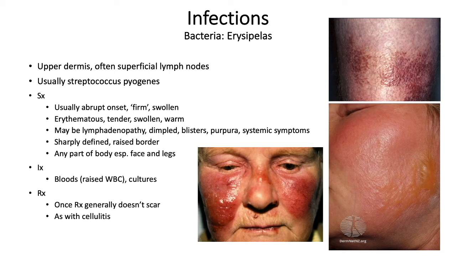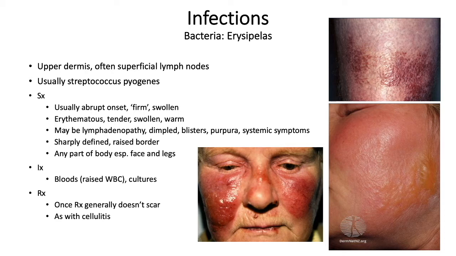Other signs that might be seen are lymphadenopathy, dimpling, blisters, and purpura. And the image on the top right shows some purpura within Erysipelas. It's a sharply defined, well-raised border, and it can affect any part of the body, but it's especially seen on the legs and face. You can see on the right-hand side, the side of somebody's face, and you can see blisters at the bottom of the image, and in the middle, the front of the face, and it has a butterfly distribution on this lady.